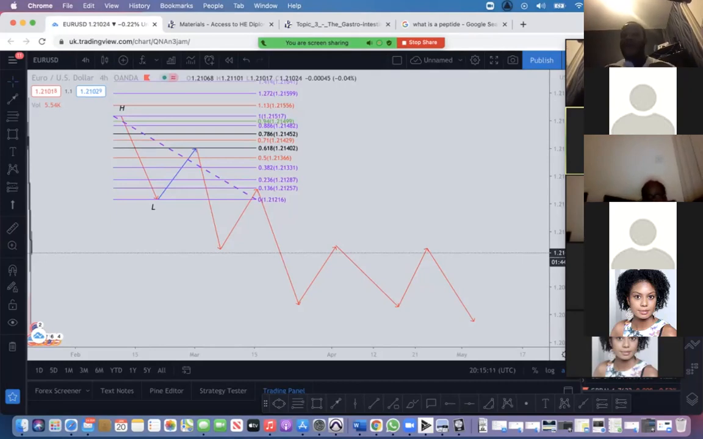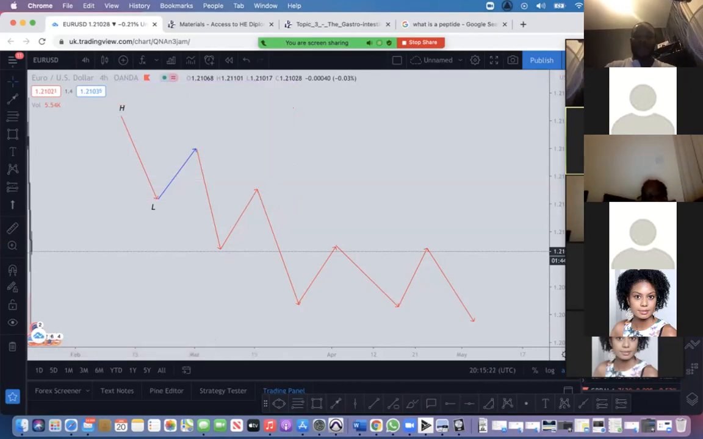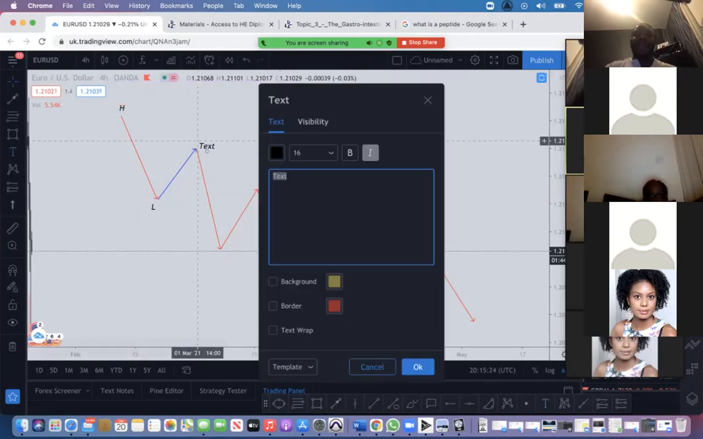So now, for me personally, if I do not get a retracement, a true retracement, which is 50% and above, I cannot label this area. And I repeat, I cannot label that area as a lower high.